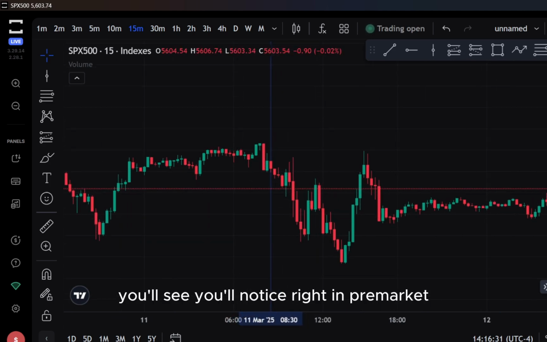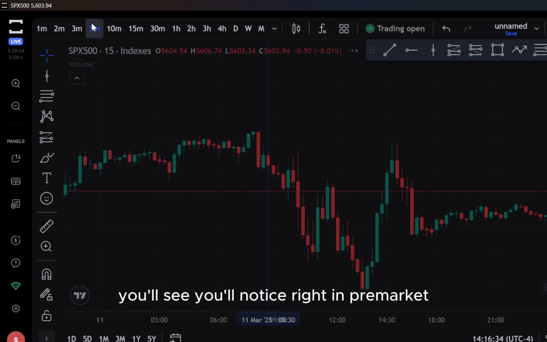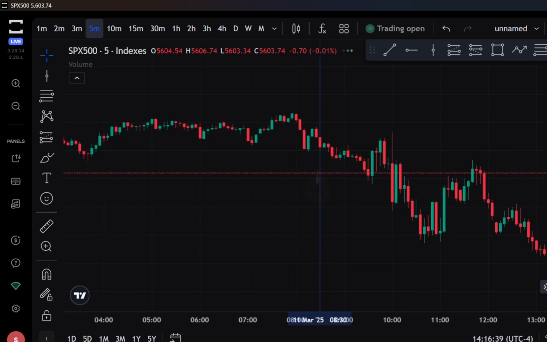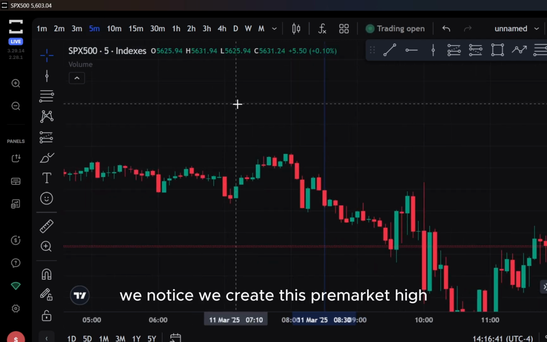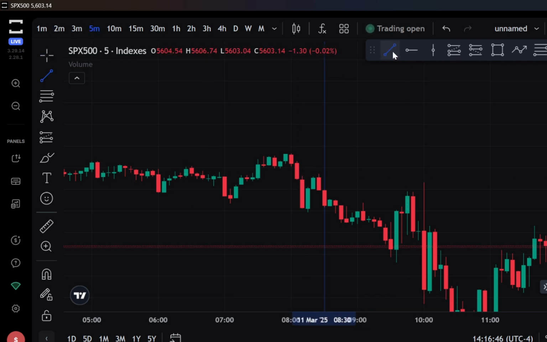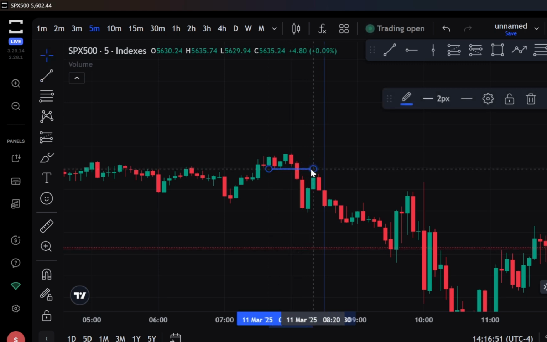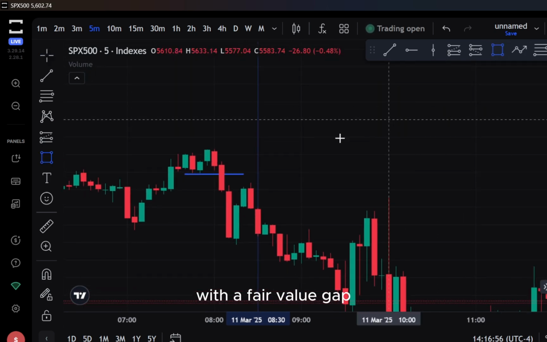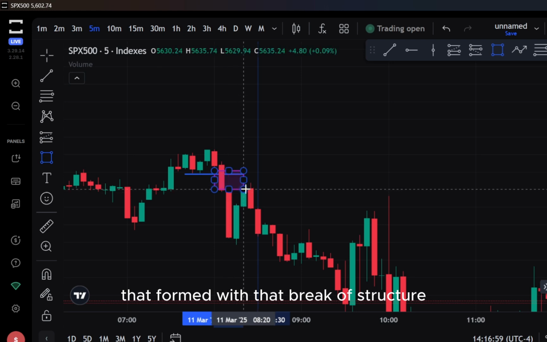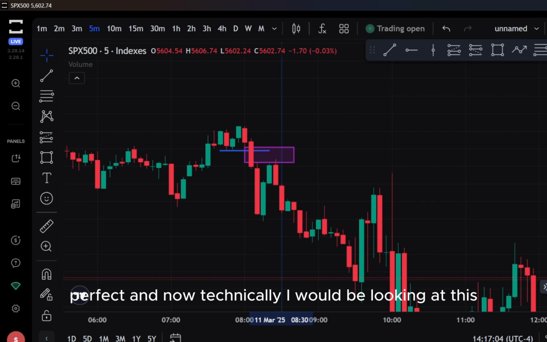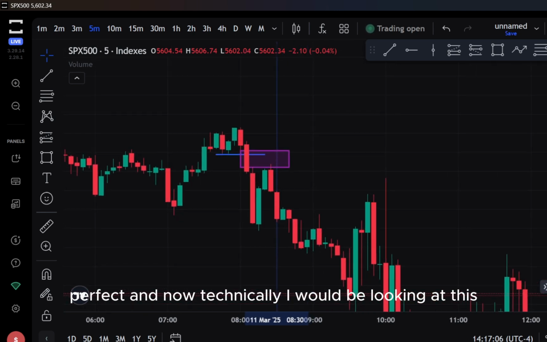And actually, you'll notice right in pre-market, like 5 minutes before it opened, we create this pre-market high, but then we come down, we have a 5-minute break of structure with a fair value gap that formed with that break of structure. Perfect.